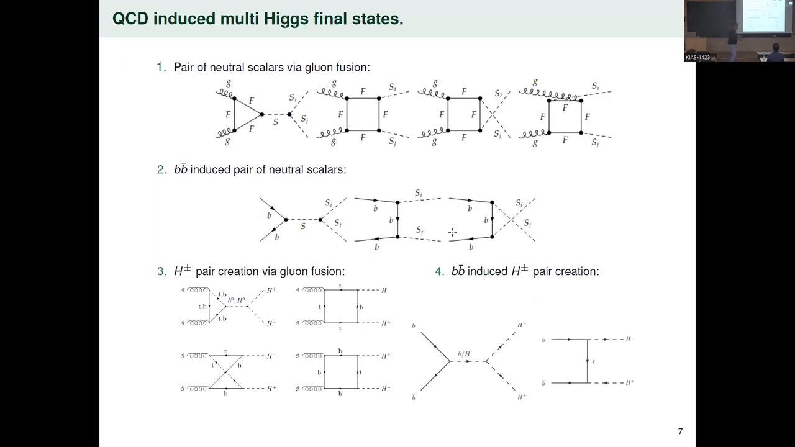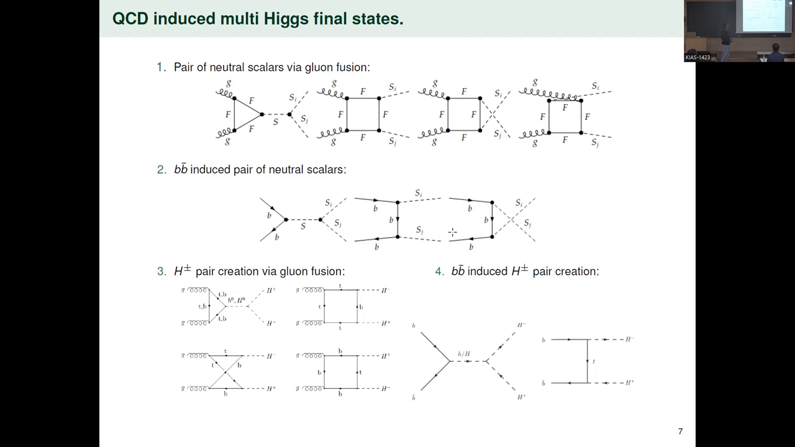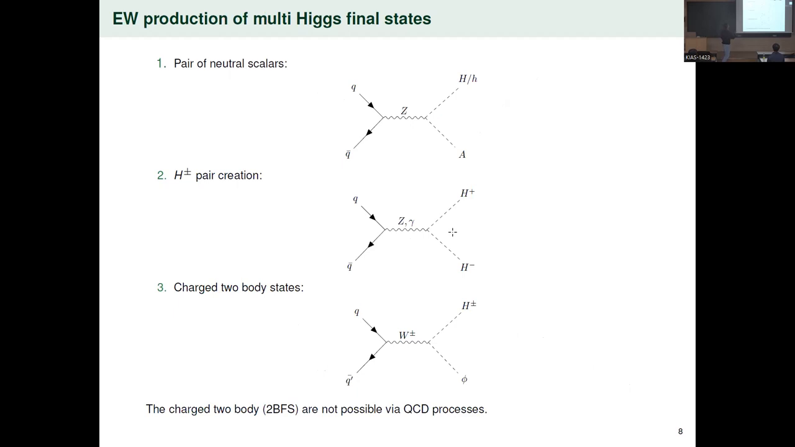Okay, so to probe all the additional Higgses and to understand the dynamics behind electroweak symmetry breaking, we need to study multi-Higgs production. Usually, multi-Higgs production is studied through QCD processes like gluon fusion or b b-bar induced processes. But in the scenario of fermiophobic Higgses, these cross sections are usually suppressed. So in that sense, we have to go to the electroweak processes. This is the neutral pair production by an electroweak process. This is the charged pair production by an electroweak process.